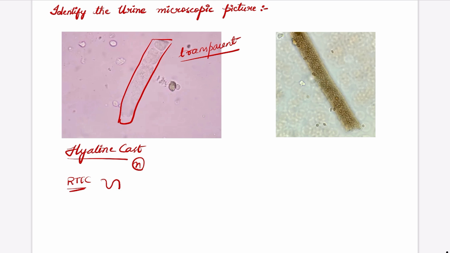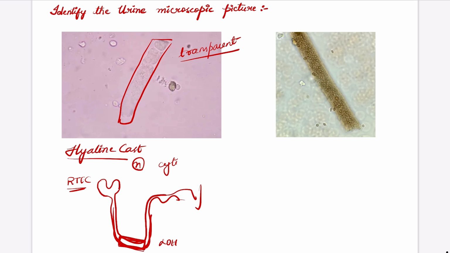For example, this is a glomerulus. This is the loop of Henle, and the collecting ducts. The cells lining the loop of Henle secrete certain proteins which aggregate and form a hyaline cast here. Hence, they take the shape of the cylinder, this loop, which is cylindrical, and hence it appears cylindrical.